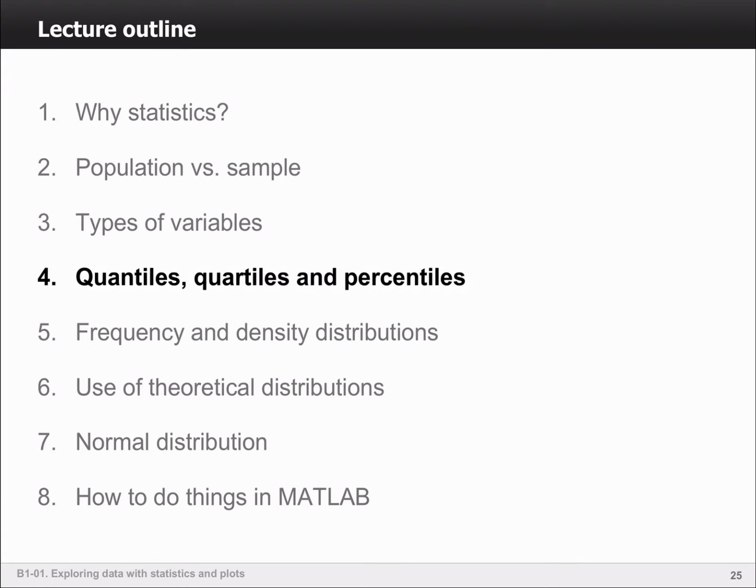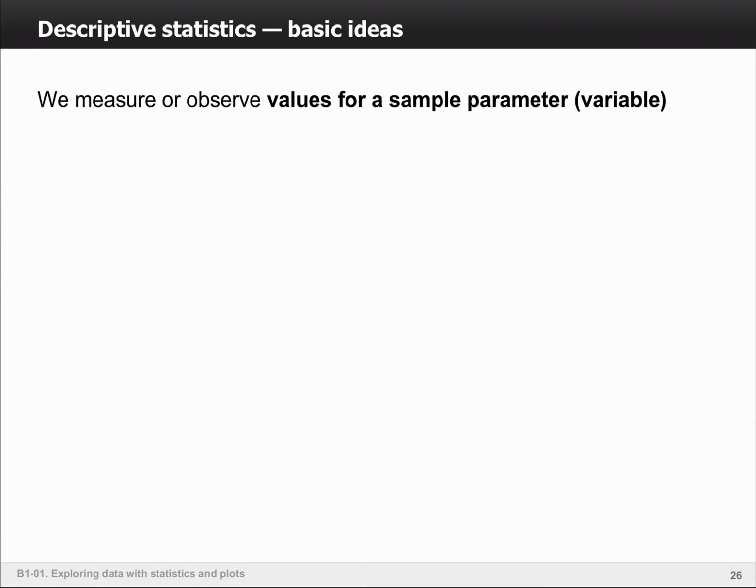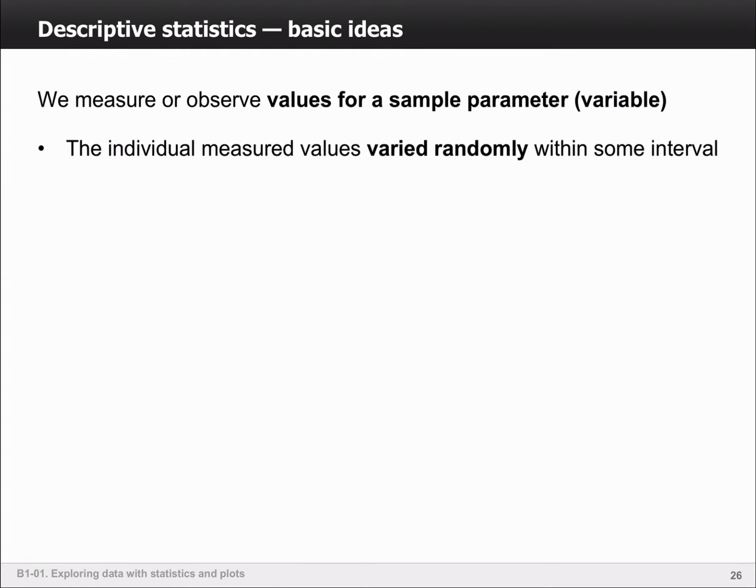So can we do something with that? How to describe random numbers? Well, first of all, we will learn the non-parametric approach. And the idea of both the non-parametric and parametric approach is the following. First of all, we know that all individual values vary randomly. So they are not predetermined, they are random.